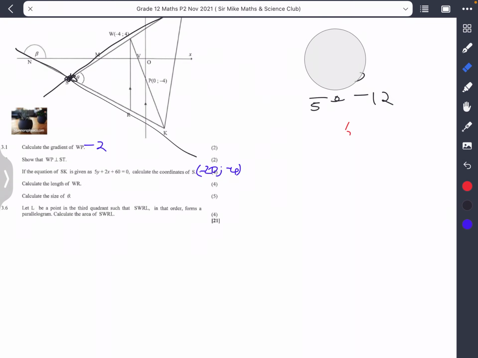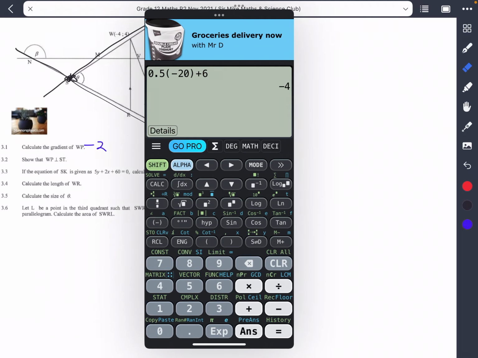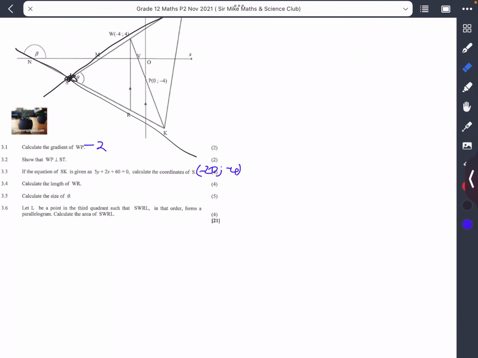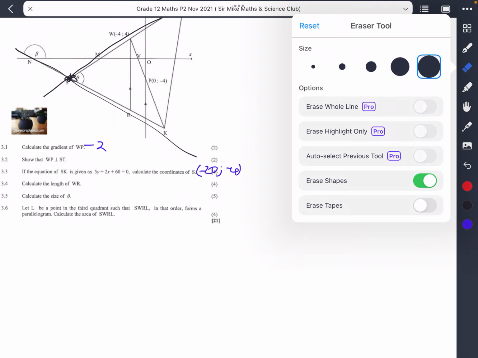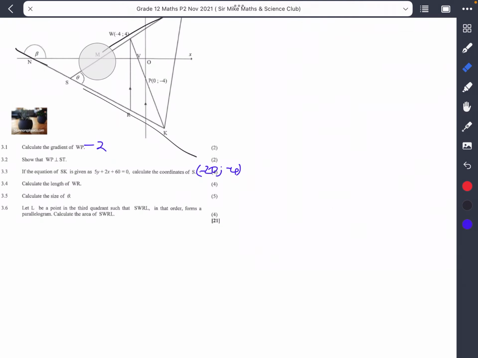For question 3, let me put this calculator to the other side. For question 3.4, they said to calculate the length of WR. Now where's WR? It would actually be this line. Let me erase what I have up here on my diagram. What they're asking is the length of this line, WR. If you note very carefully, they say that this line is parallel to that line.